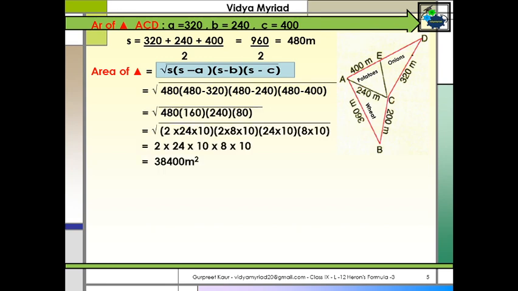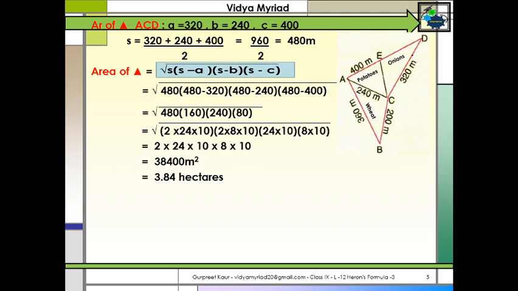It comes to 38,400 meters square, but I want hectares, so I will divide it by 10,000. It comes to 3.84 hectares. This 3.84 hectare is for triangle ACD.